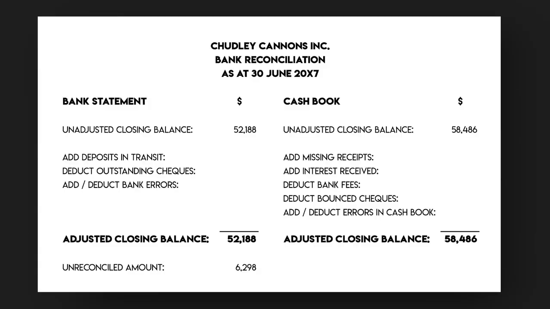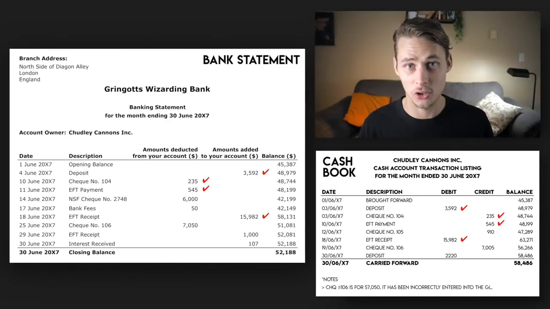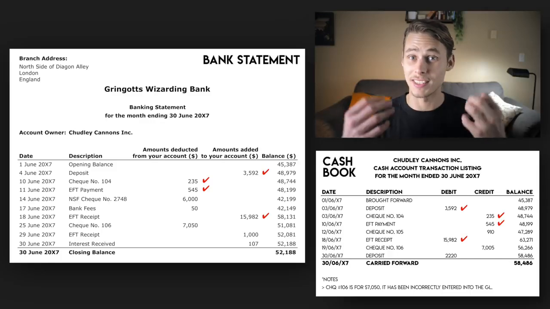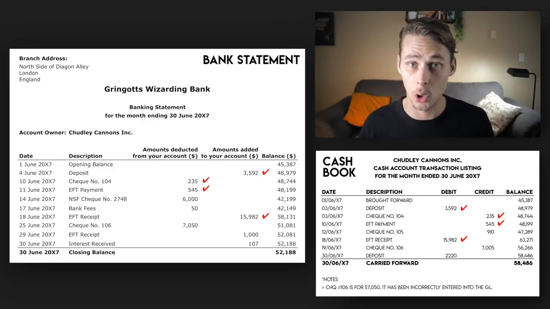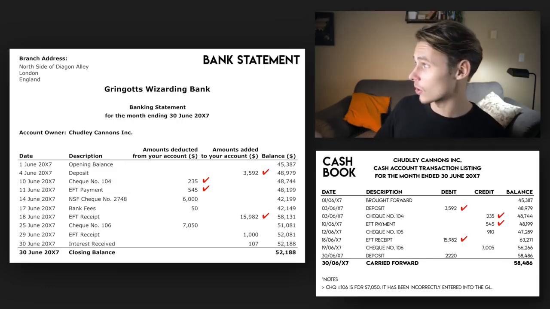Let's go. Our template is telling us that we need to add deposits in transit. Deposits in transit relate to receipts that a business receives in one period and that the bank deposits in another. So we're looking for a debit that increases our cash in the cash book and that doesn't appear in the bank statement. On the 30th of June, we can see a transaction for $2,220 that seems to fit the bill, because there's no sign of it over here.